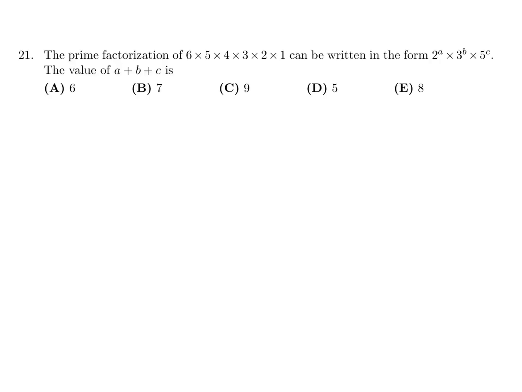The prime factorization of 6 times 5 times 4 times 3 times 2 times 1 can be written in the form 2 to the power of a, 3 to the power of b, and 5 to the power of c. What is the value of a plus b plus c?